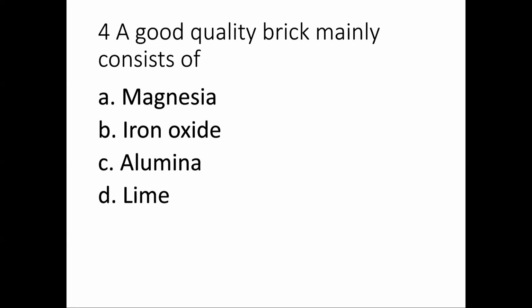Next question. A good quality brick mainly consists of? Answer: alumina. The main constituents of brick are silica 55%, then alumina 30%, iron oxide 8%, magnesia 5%, and lime 1%. Organic matter also comes to 1%. So the major constituents of brick are silica and alumina. Then when this is mixed with water, it gains plasticity. So in the options given, the main constituent is alumina.